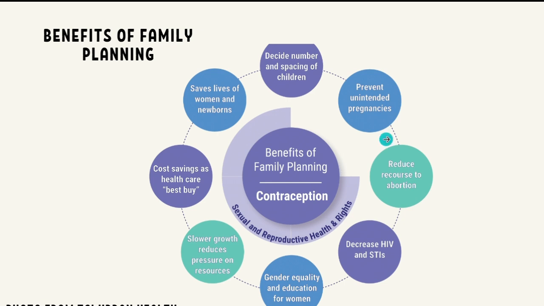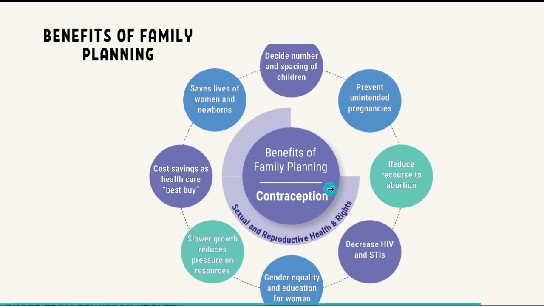So it reduces the recourse to abortion. These are both connected because with an unintended pregnancy, they might say, I don't want a child, I will get an abortion. So if you do family planning, you won't get pregnant if you know you don't want a child. So it reduces the opportunity to go get an abortion. And then getting an abortion can have risks to it.